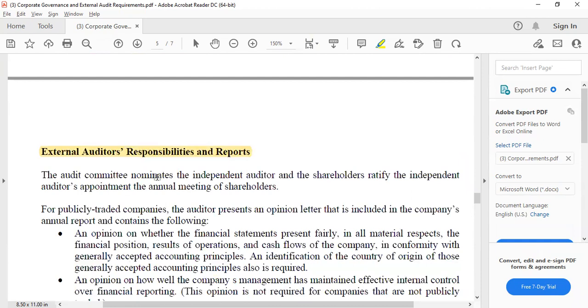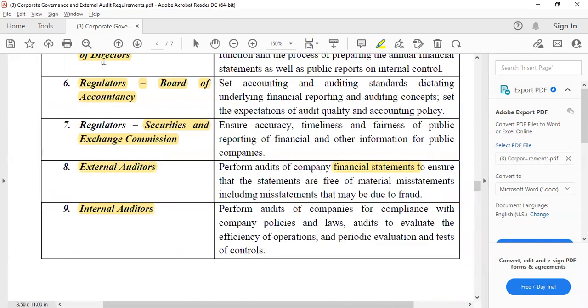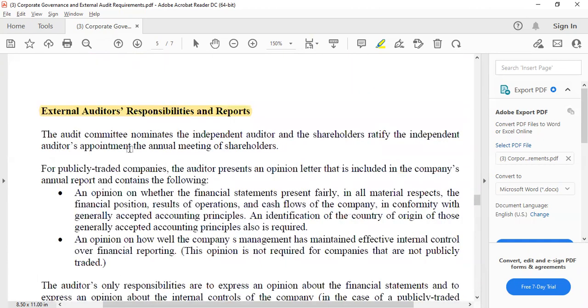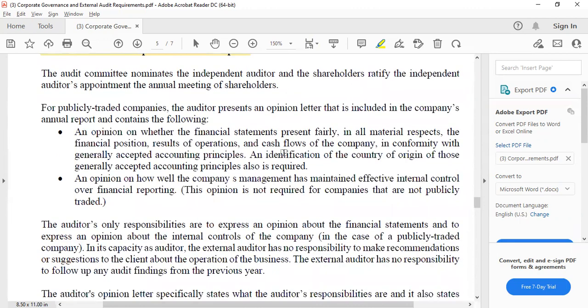So the audit committee, here, we have the audit committee. The audit committee nominates the independent auditor, and the shareholders ratify the independent auditor's appointment at the annual meeting of the shareholders. So it is the audit committee that will nominate nga kinsa itong ganahan nga external auditor, unsa nga audit firm, and then the shareholders will then ratify the decision of the audit committee.